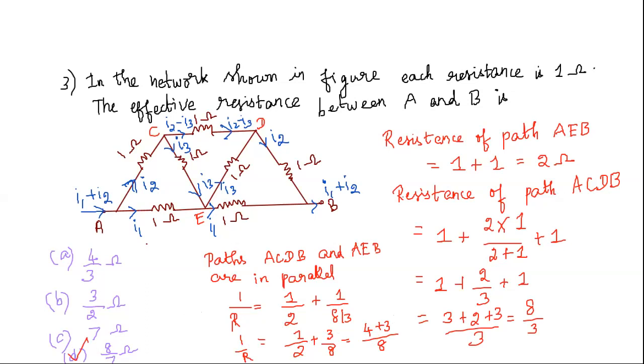I think you understood this problem. Okay, so this is how you need to solve this problem. You have to complete this AEB first, and then this ACDB, and after that you have to consider that both these branches are in parallel. So then you have to proceed with this problem. Okay, I think this is clear to you.